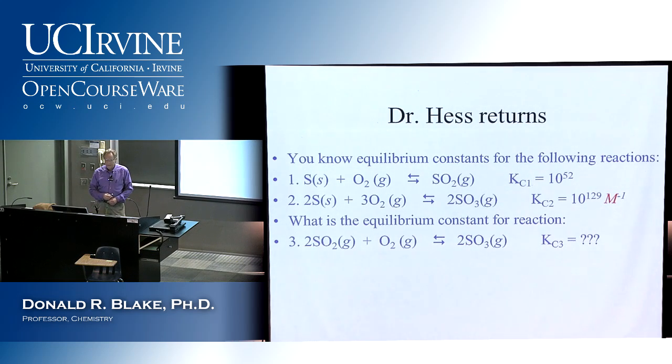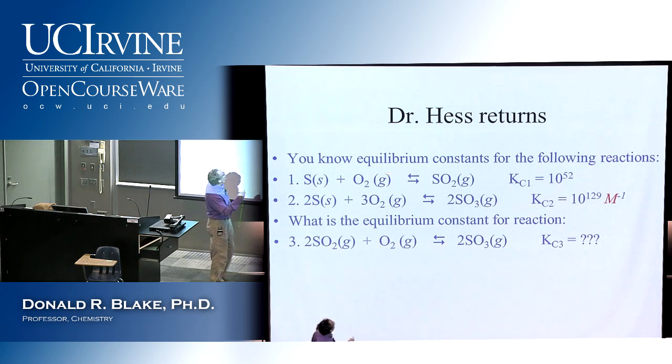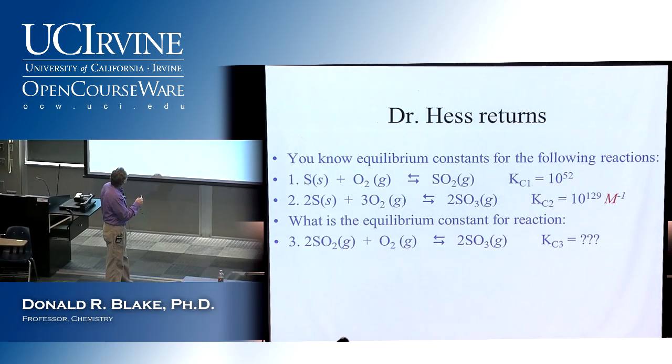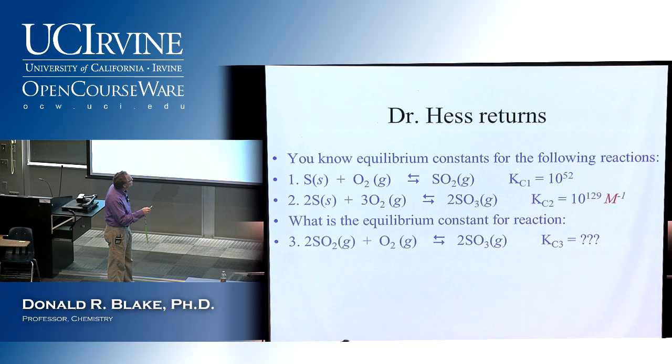Uh-oh. Dr. Hess returns. So, you know the equilibrium constants for the following reactions. Sulfur plus oxygen gas goes to SO2 gas. That equilibrium constant is 10 to the 52. Sulfur plus 3 oxygens goes to 2 SO3 gases, and that equilibrium constant is 10 to the 129. What is the equilibrium constant for this?